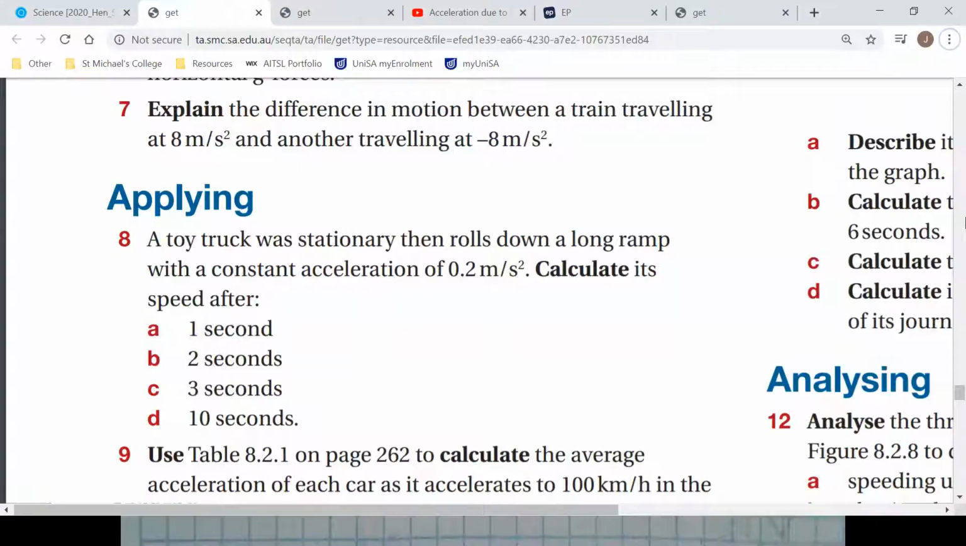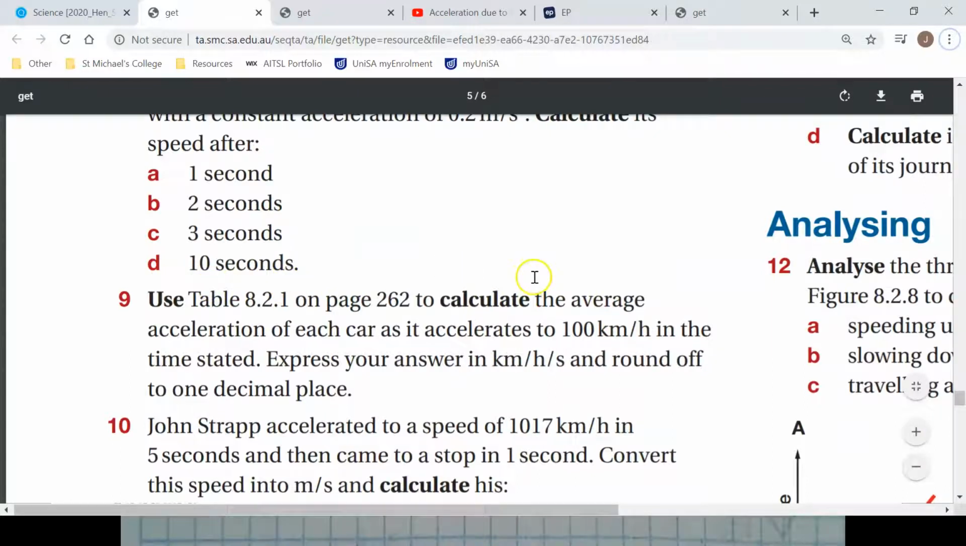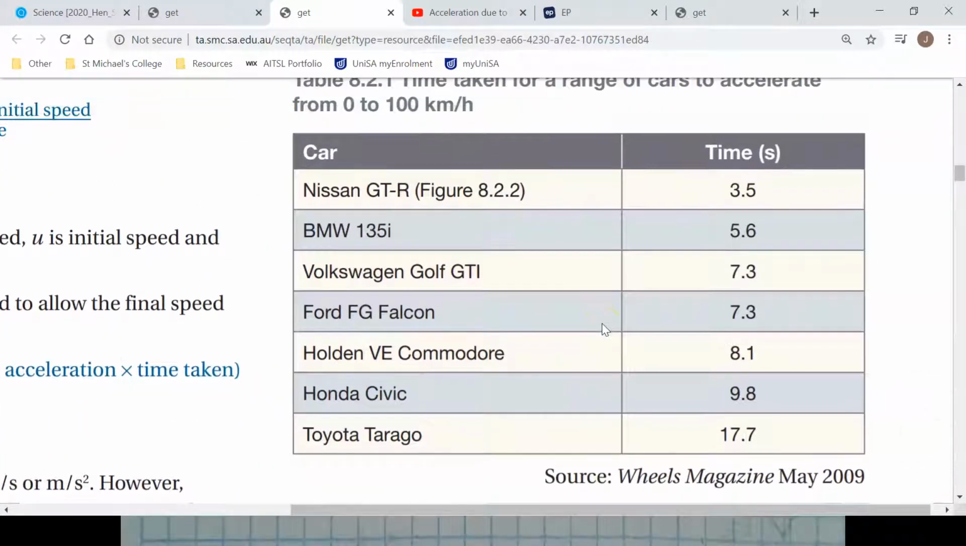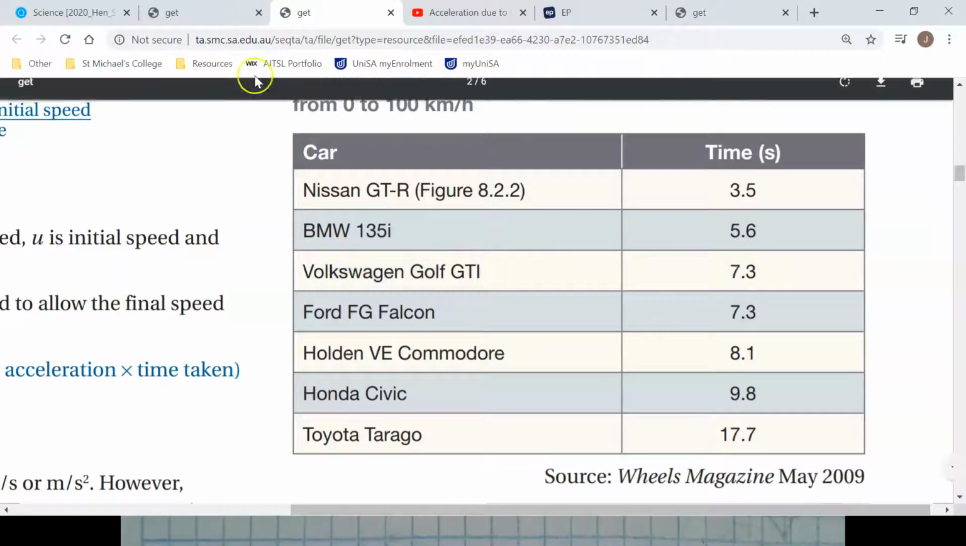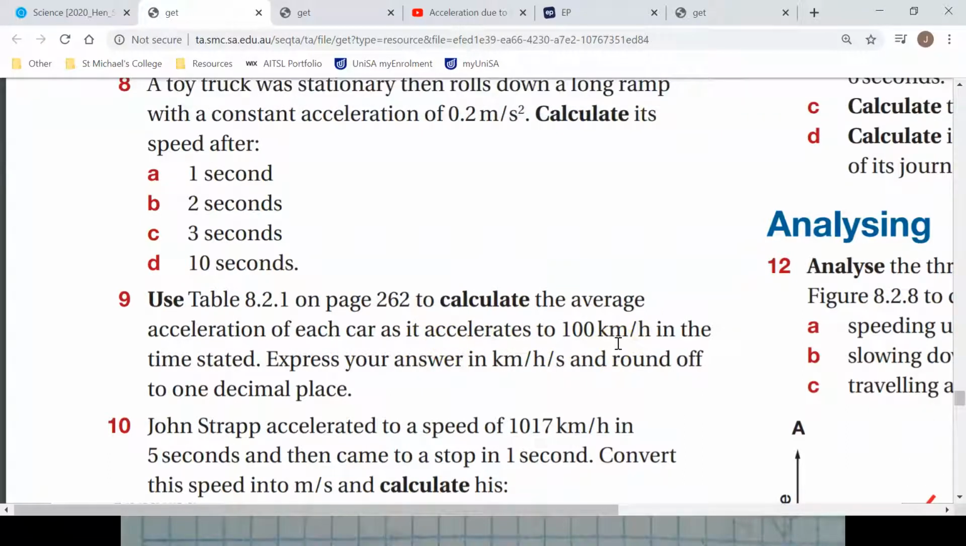Alright, then 9 required you to use a table from a different page. Calculate the average acceleration of a car as it accelerates to 100 kilometers per hour in the time stated, express your answer in kilometers per hour per second and round off to one decimal place. So here's the table. Now I'm not going to do all of them. I'm only going to do the Volkswagen Golf GTI because that's the car I've got. So let's have a look. You have to work out the acceleration as it accelerates to 100 kilometers per hour. So what would be its initial velocity?